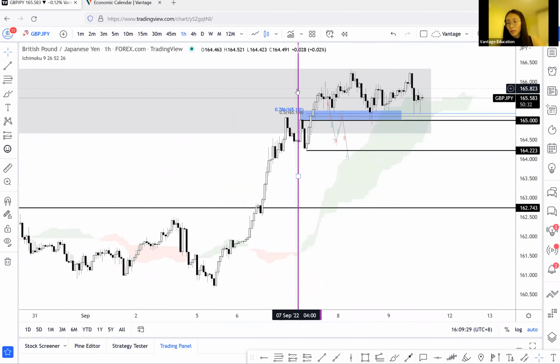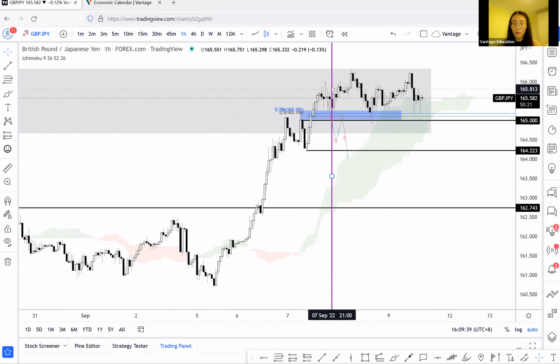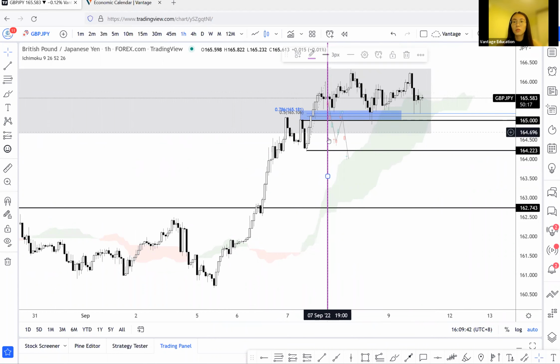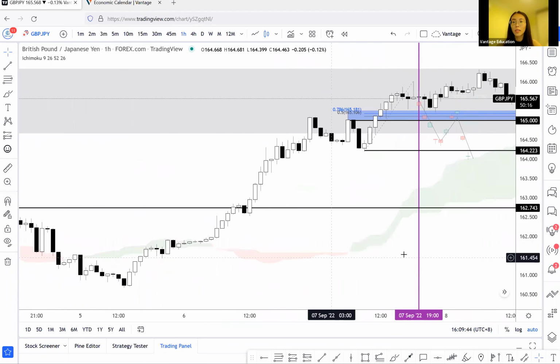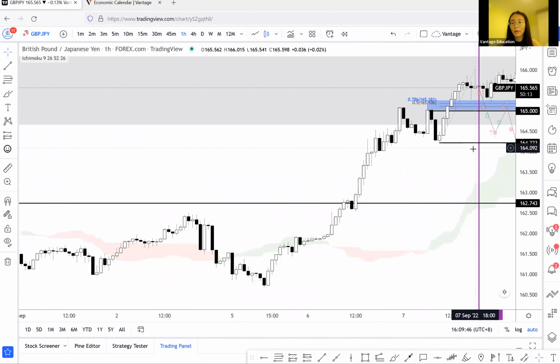So I think back on Wednesday, we did this analysis. Well, somewhere here in time, you can see here, right? So this is on 7th September. It should be at around 8 p.m. So it should be here. Yeah, so this is the area that we were looking at. So anything to the left of the purple line that we have here.